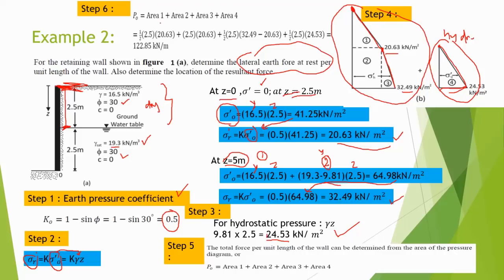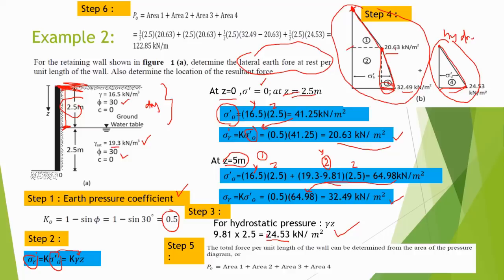1 over 2 times with the distance of this is 2.5, kan? 2.5. Times with the ni, the base is 26.3. Plus the this also, yang panjang ni apa? 25 darab dengan 20.63. Area ketiga, 1 over 2. Yang ni apa? Yang ni, dia punya height is 2.5. Tapi dia punya ni, kecil ni apa? Kena tolak lah. Kalau sini dah 26.3, yang kecil ni apa? Kalau semua panjang ni adalah 32.49. Yang sini lah 26.3. Kita nak area sini. Kita nak ni. Garisan ni. So, 32.49 tolaklah dengan ni. Dapatlah sini kan? So, ni lah.